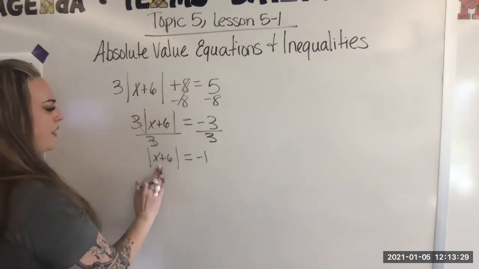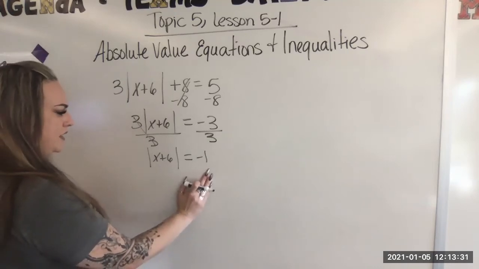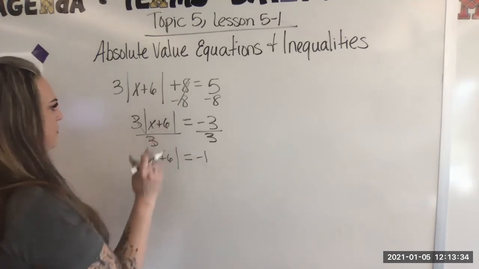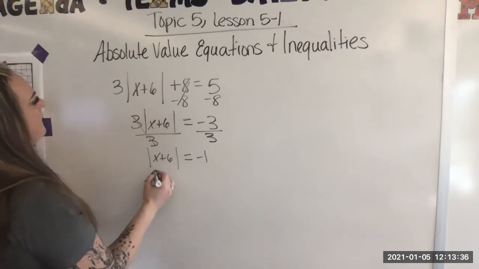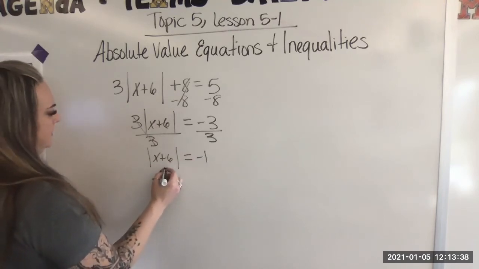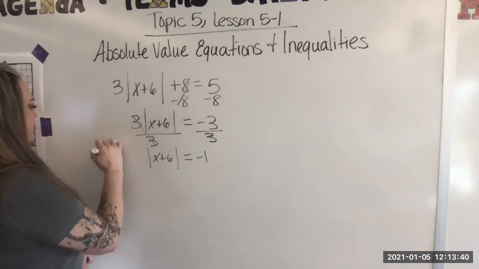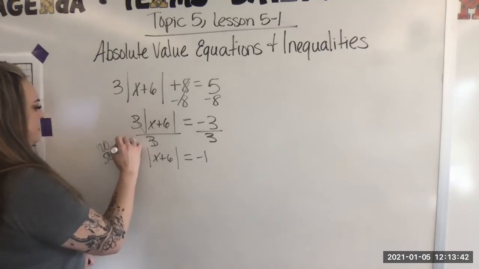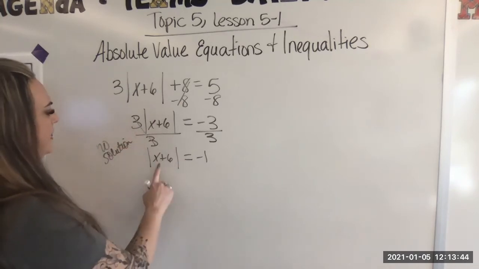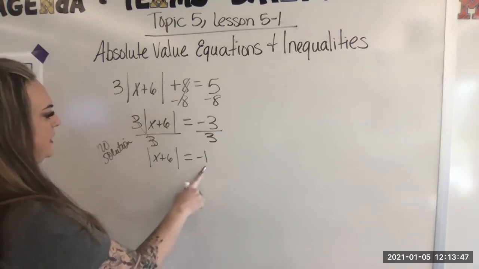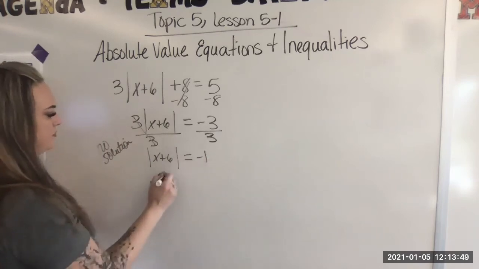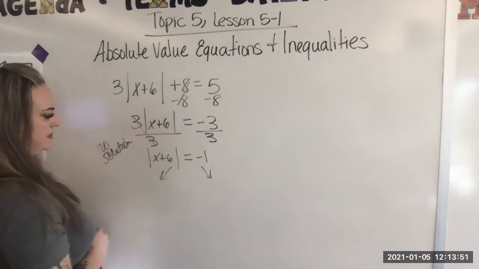I know, so absolute value can never equal a -1, okay? So here's what we're going to do. This right now should be telling us that there is no solution. Because how can you have the absolute value of something and it equals -1? But let's proceed with our process and check it out.